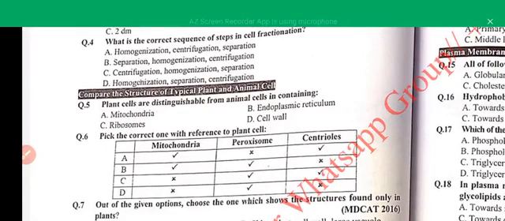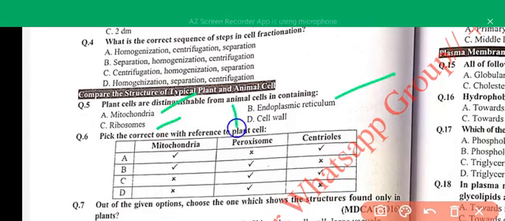Plant cells are distinguished from animal cells. Both plant and animal cells contain mitochondria, ribosomes, and endoplasmic reticulum, but the cell wall is not found in animal cells. So this is the correct differentiation between plant and animal cells.